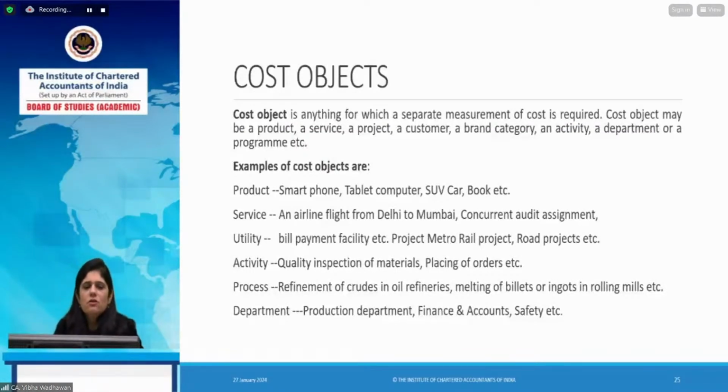All right. So cost object is anything for which a separate measurement of cost is required. Cost object may be a product, a service, a project, a customer, a brand category, an activity, a department, or a program. For whatever you want to know the cost of is a cost object. And for that cost object, you calculate the cost, you ascertain the cost. Is it clear? So here we'll be taking a 5-7 minutes break and then we'll resume.